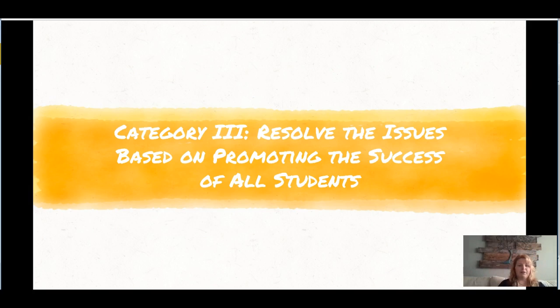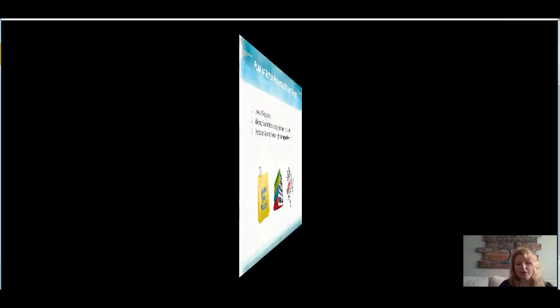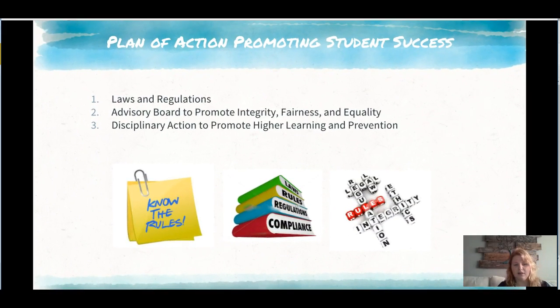Next, we have category 3, resolving the issue and promoting student success. So basically, this is my time where I would like to bring you some research and say why I chose to act the way I did in the plan of action and disciplinary actions I performed in regards to the advisory board, disciplinary actions to the student and Miss Walker. So we're going to start off here in assessing those laws, again the advisory board, and those disciplinary actions.